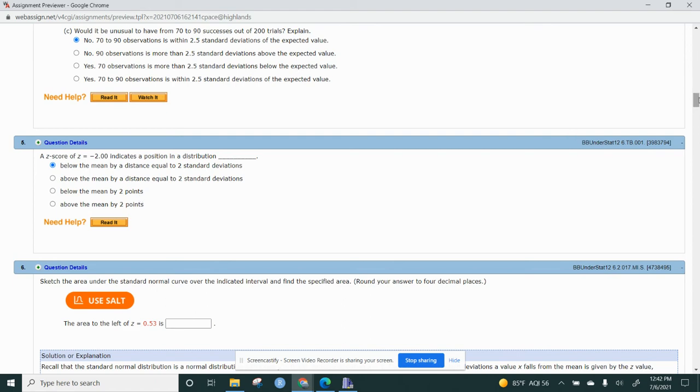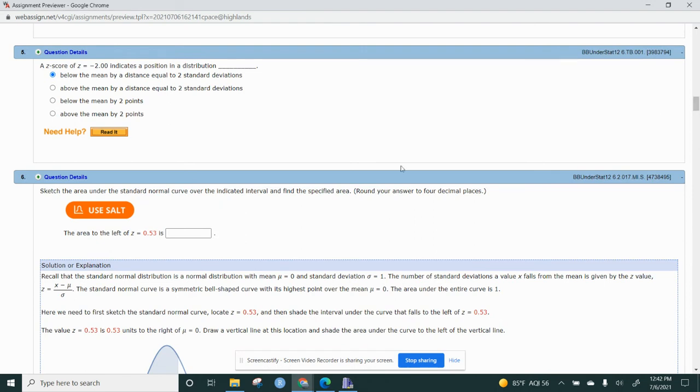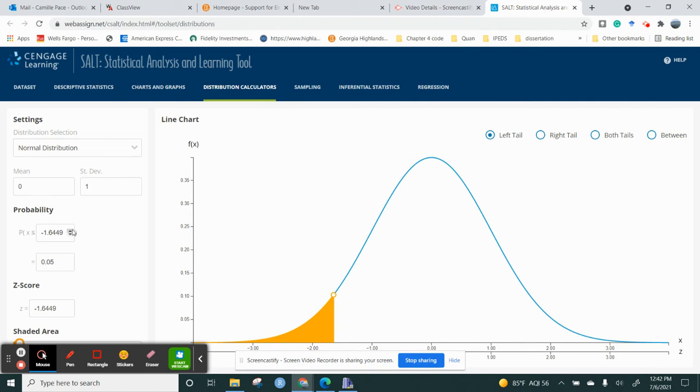Okay, and then the next one is sketch the area under the curve. So my z equals 0.53. I'm going to use SALT. So I go here, normal distribution, and it says put my z-score in. So I want 0.53, and it gives me what I want. It gives me 0.70194. It wants 4 decimal places, so I put 0.7019. And I'm going to keep everything the way it is, because it's left-tailed.